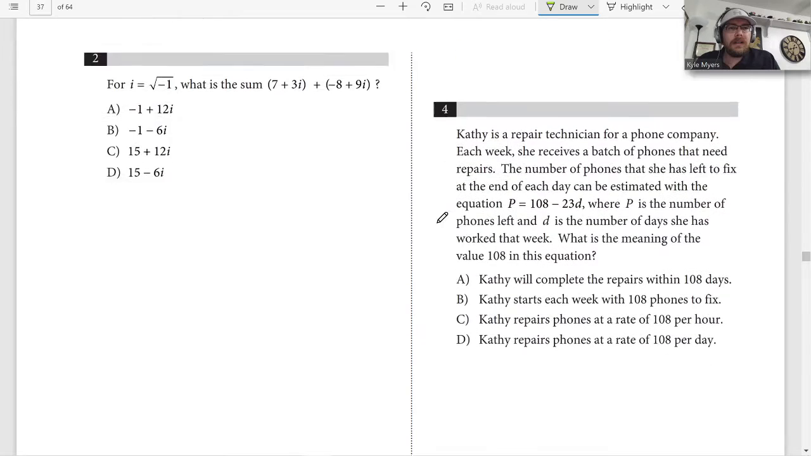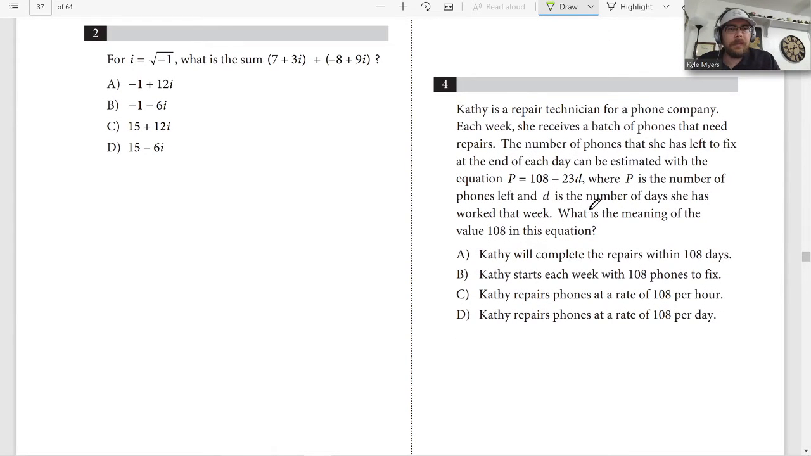Okay. So number 4 might be a medium level. I would say number 4 is medium because there's a ton of reading. Look at all that reading. Ugh, it's gross.